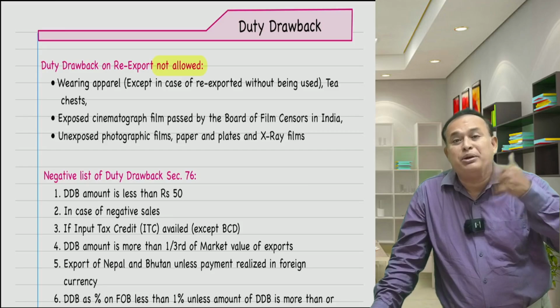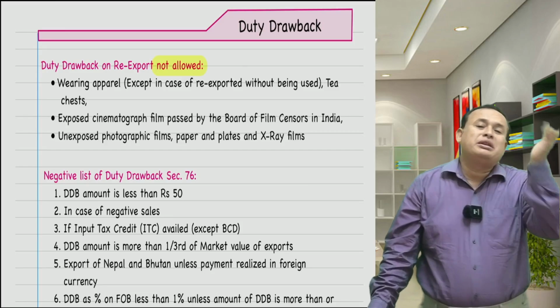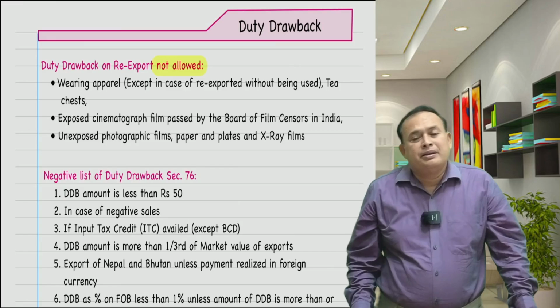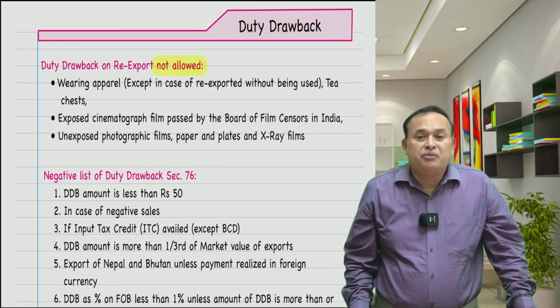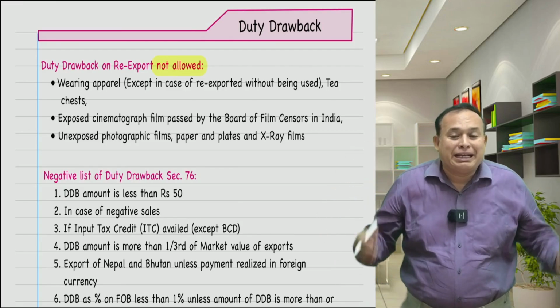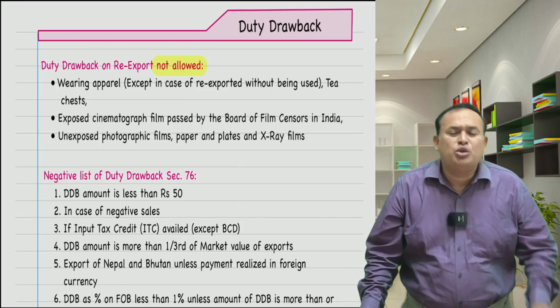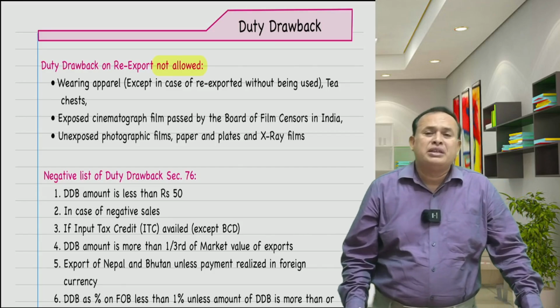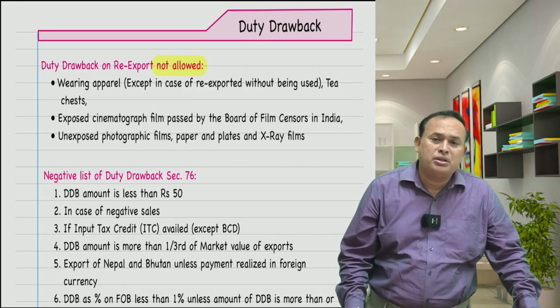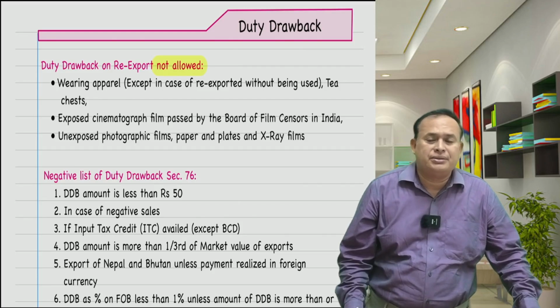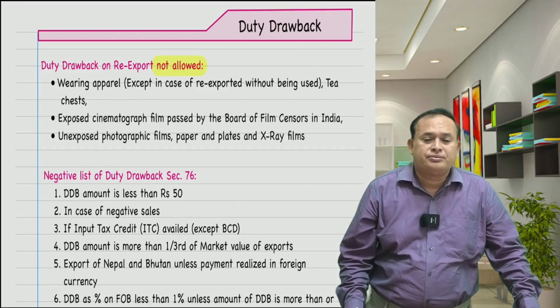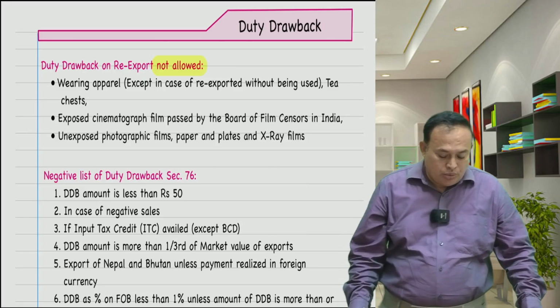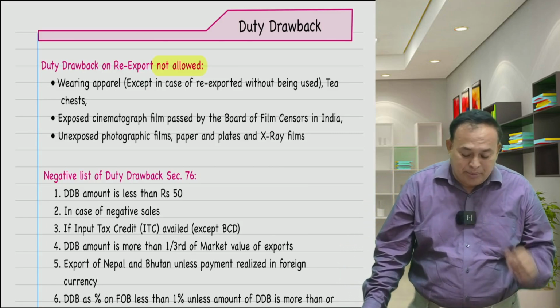On imported goods, I paid duty of 2 lakh rupees. I'm exporting that same product back with an inflated value, claiming duty drawback of 3 lakhs. You paid duty of only 2 lakhs. How can you claim more drawback than the duty you paid on import? You cannot. So these are the points to keep in mind.